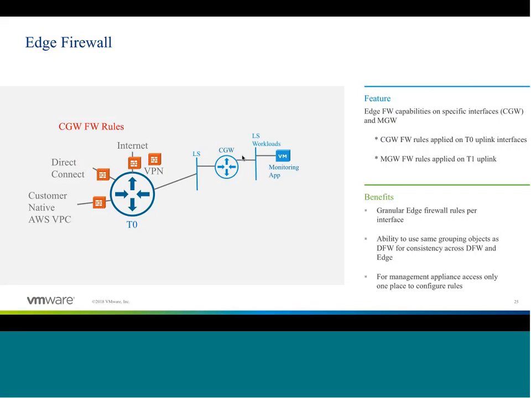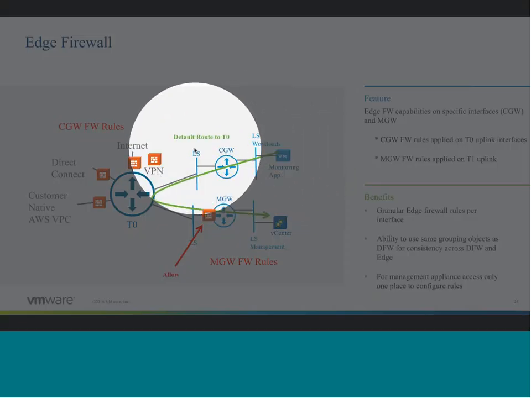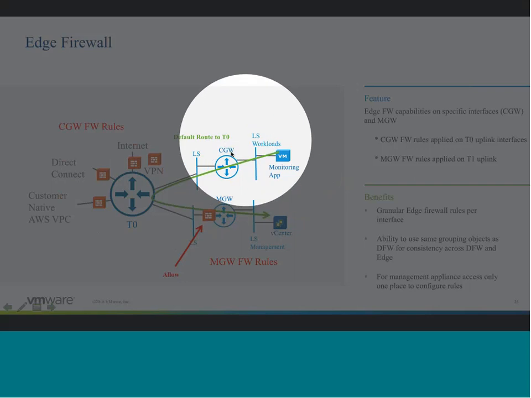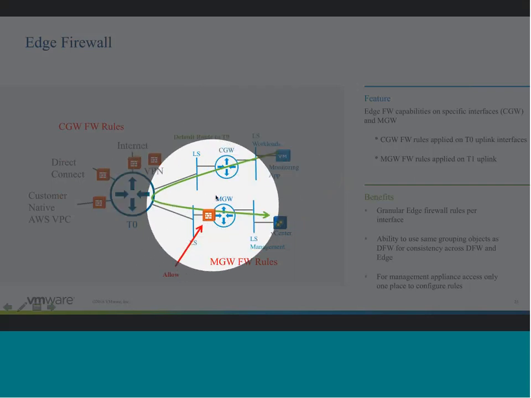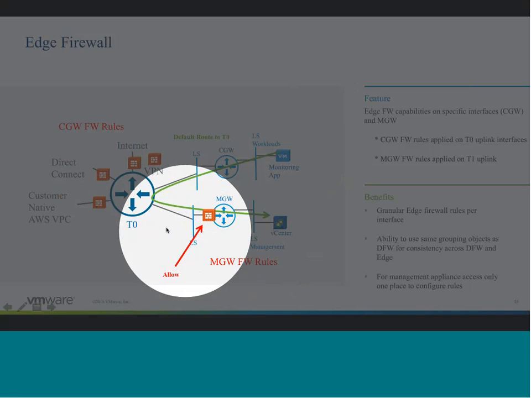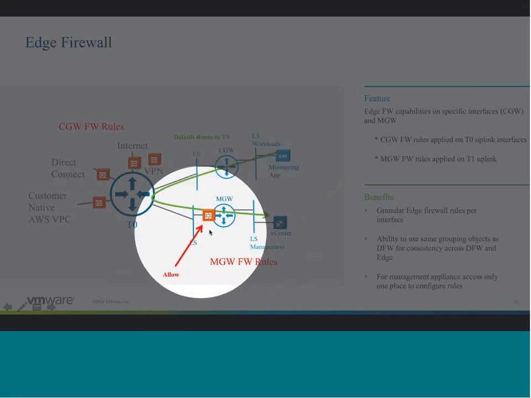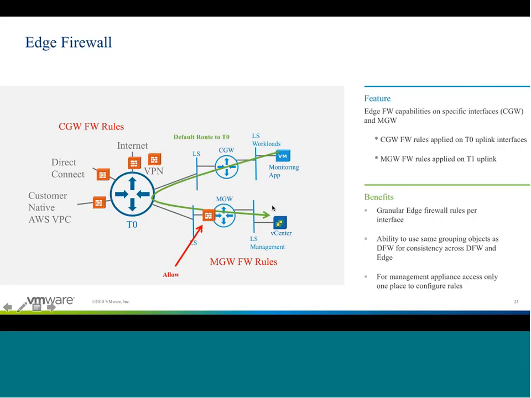Another example here is, let's say we have a monitoring app sitting on a network segment behind the CGW, which needs to access vCenter. Here, the traffic will come from this monitoring app to the CGW. Again, it'll hit the tier 0. There's no firewall policy here, so it'll just hit the tier 0 and come down to the MGW, and access to all management components is controlled in one centralized place, the MGW, because of this model. So customers can simply come here and configure what should and shouldn't have access to those management components.